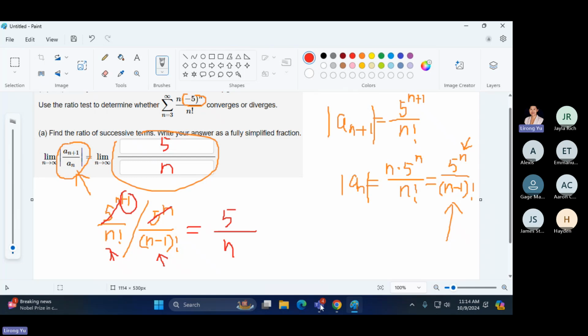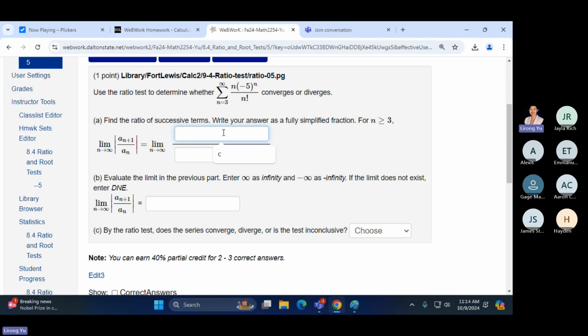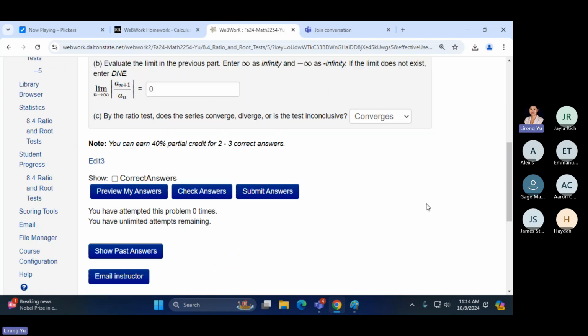Okay, once you have that simplified, finding the limit is not that hard anymore, because we're trying to find this limit when n goes to infinity. The limit really equals 0. And that's how we know it converges, because according to the ratio test, the ratio is less than 1. Less than 1 converges, bigger than 1 diverges, equal to 1 is inconclusive. So, any question? That answers this question.